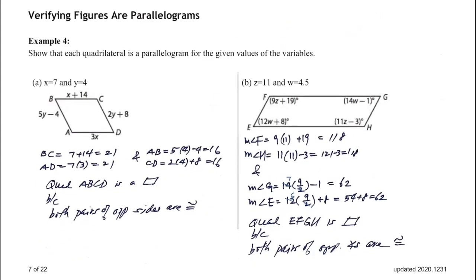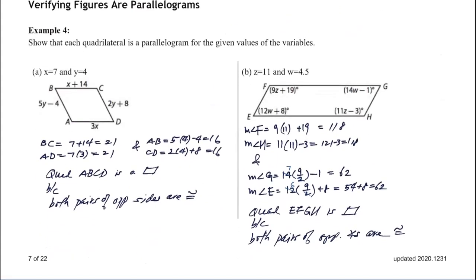And the examples that we have over here: we need to show that the quadrilateral is a parallelogram for the given value of the variable. Well, let's see if it is, right? If x equals 7 and y equals 4, plug in all the values, and we find that BC is 21 and AD is 21. So the opposite sides are congruent. Good. And then if y is equal to 4, plug into these two, we find out that AB is 16 and CD is 16. Yes, it is. So we could say that the quadrilateral ABCD is a parallelogram because both pairs of opposite sides are congruent. And this is the minimum amount of work that I like to see.